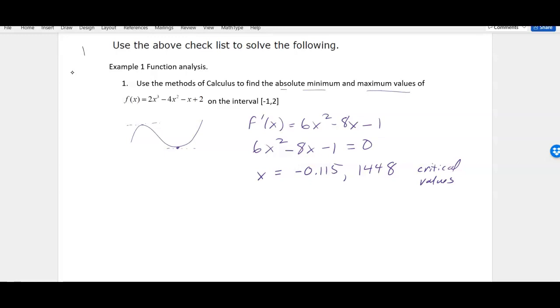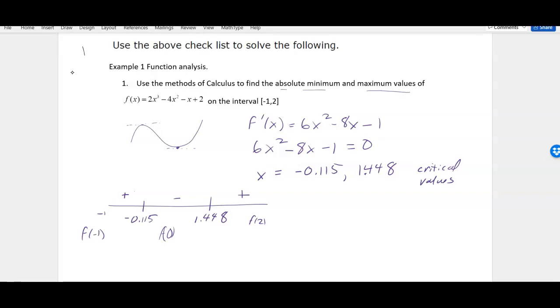Now, I need to know which is a max and which is a min. And you did this in a prior unit. You made a little sign chart. You put your critical values in order on this number line, at -0.115 and 1.448. And then you checked the sign. Well, if I test -1, if I find f of -1, I get a positive value. 0 is in between these two numbers. f of 0 is a negative value. And I could find f of 2, and what I see is I get a positive value.